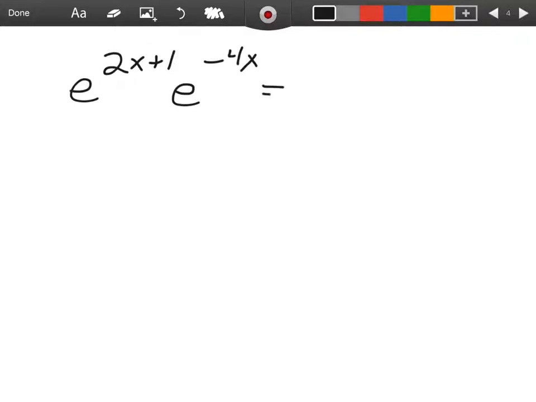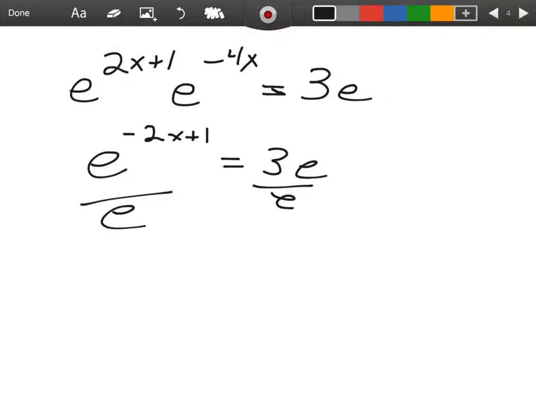Okay, another example. e to the 2x plus 1 times e to the negative 4x equals 3 times e. Now, I cannot convert it to log form right now because I have multiple exponentials. So I need to combine all the exponentials till I have a single exponential equation. So I combine the exponents over here on the left-hand side by adding. So I get e to the negative 2x plus 1. If I divide by e, that's like e to the first power. So I subtract. So negative 2x plus 1 minus 1 is e to the negative 2x.